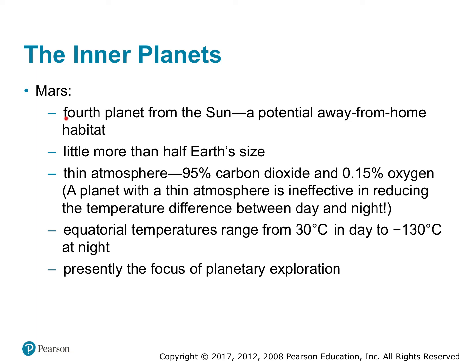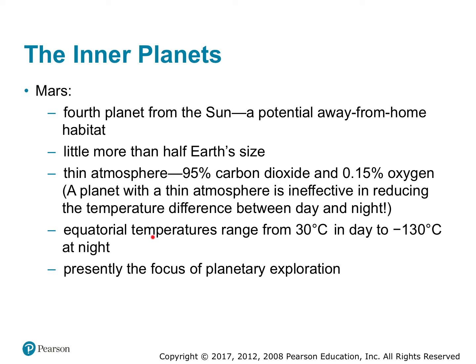Now, the fourth planet from the Sun is Mars, and it's a little bit more than half of the Earth's size. Now, like Venus, its atmosphere is mainly carbon dioxide, but unlike Venus, its atmosphere is very, very thin. And so it's not very good at trapping heat just because there's not enough of it.